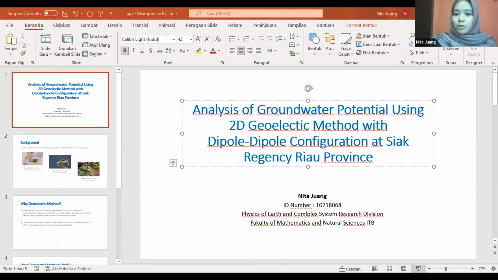Because first, the water table is conductive and allows an electric current to flow through the ground, so it can be used to identify the presence of subsurface water. And second, the geoelectric method is efficient and economical for determining groundwater. The working principle of geoelectric is to inject current into the earth.